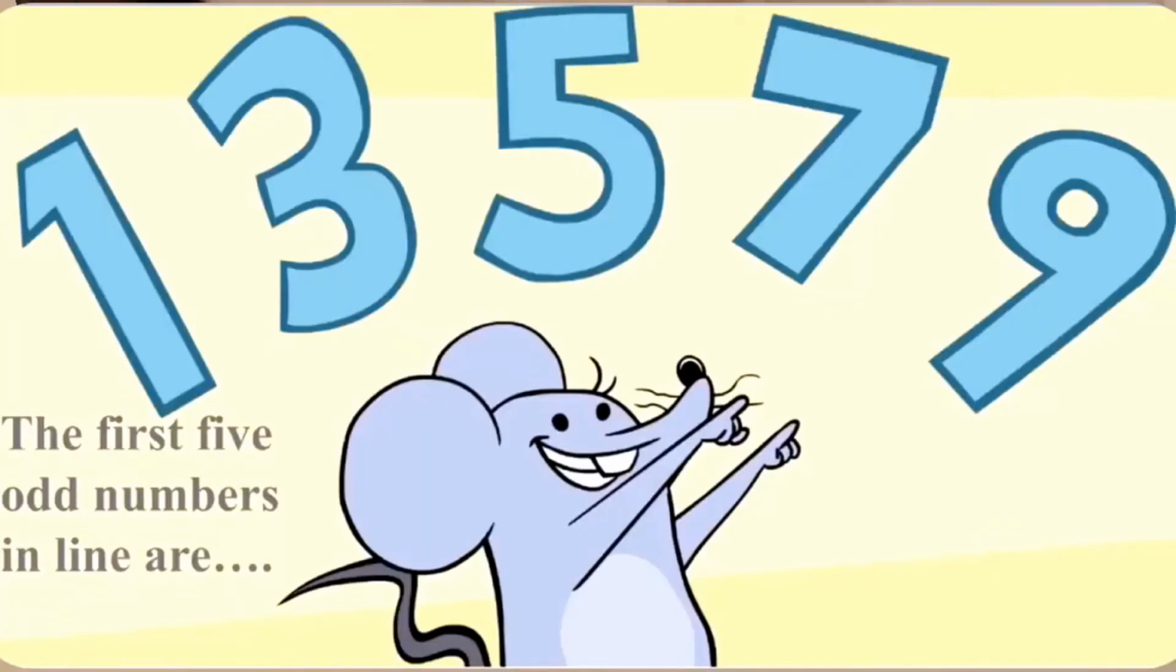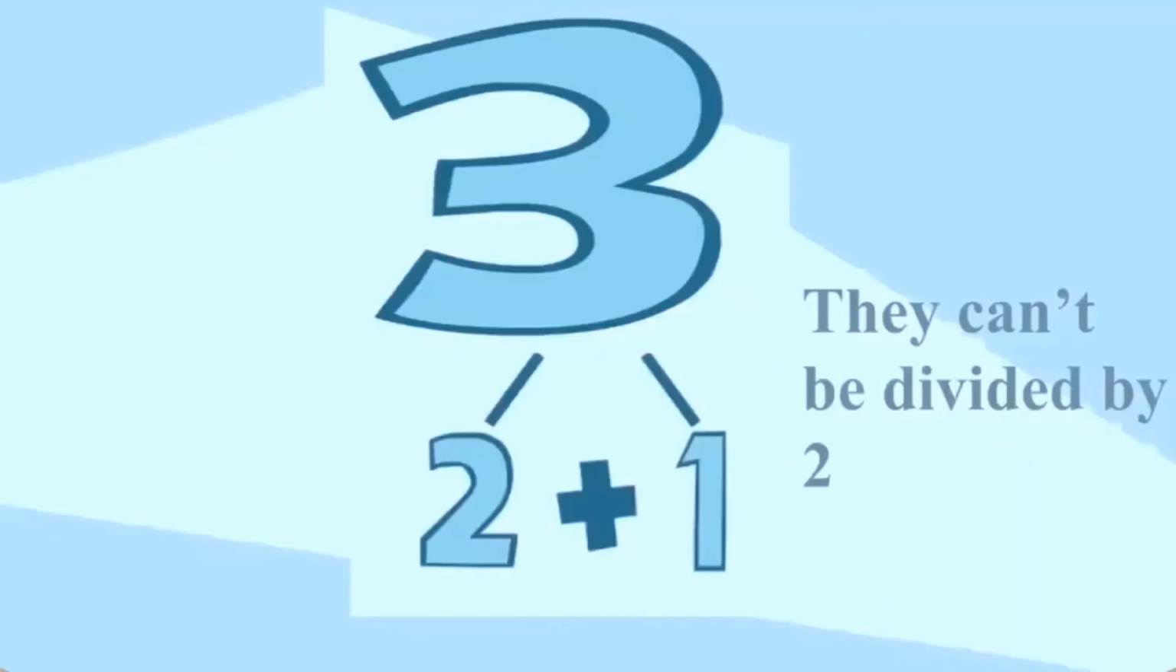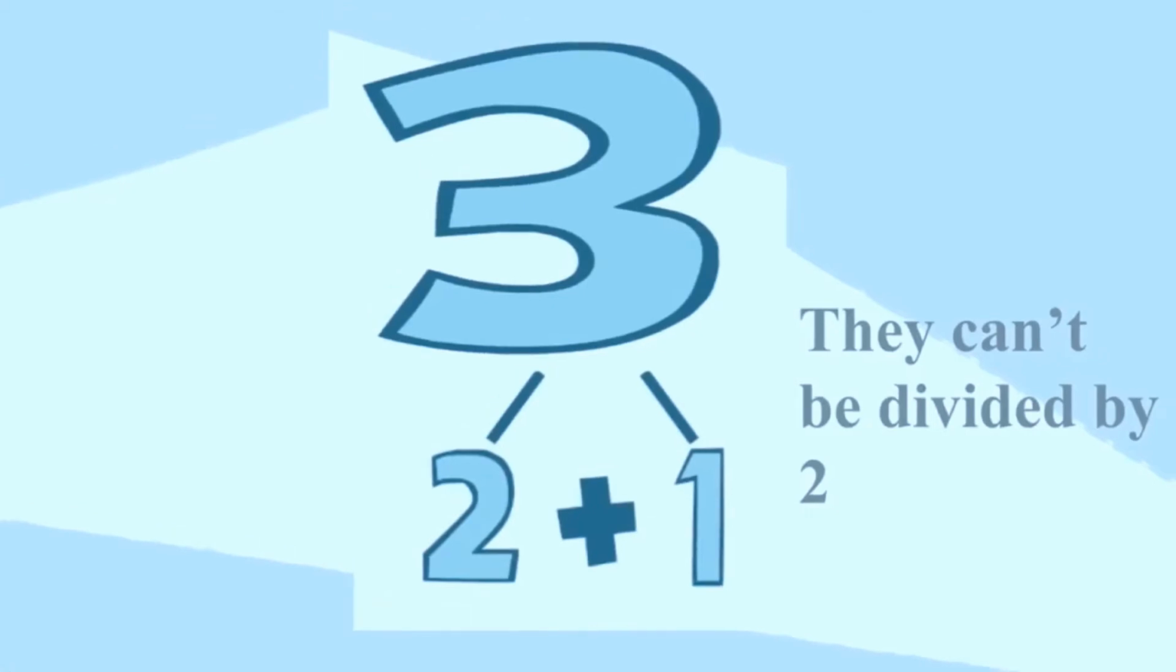Now let's move to odd numbers. We have 1, 3, 5, 7 and 9. Now let's find out why they are called odd numbers. Here is an example of an odd number, which is 3. An odd number is a number that cannot be divided into 2 equal groups. Can you divide 3 into 2 equal groups? No, you can't. Therefore, it is an odd number.